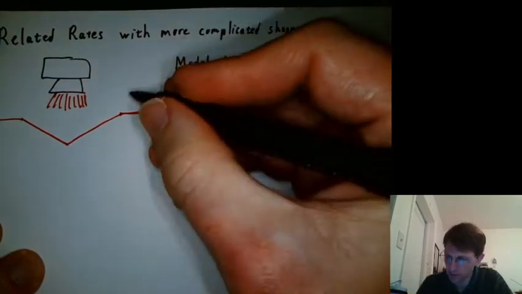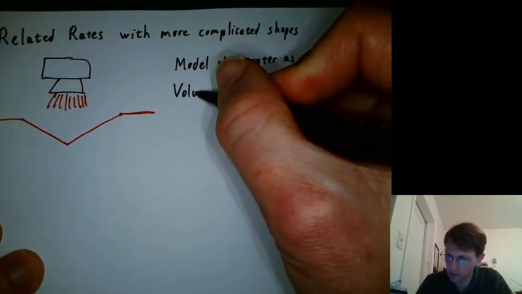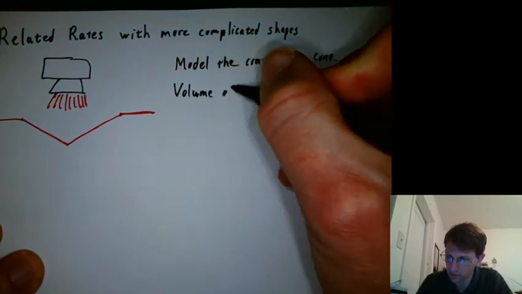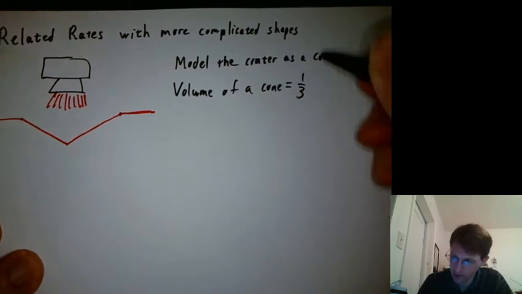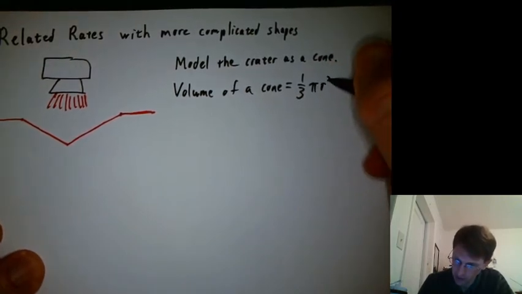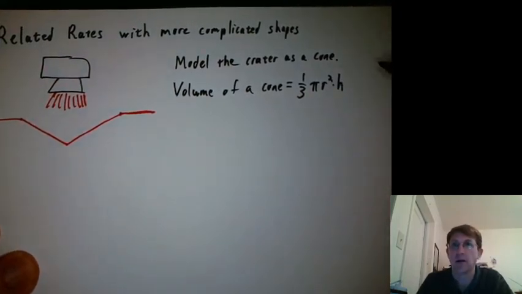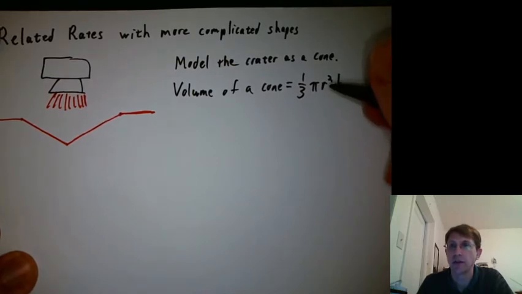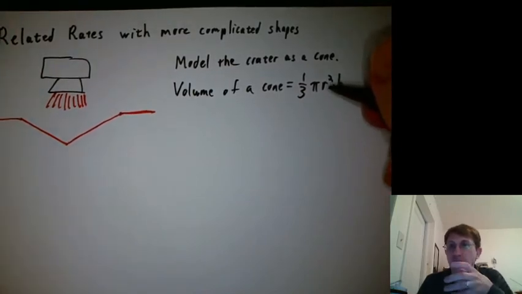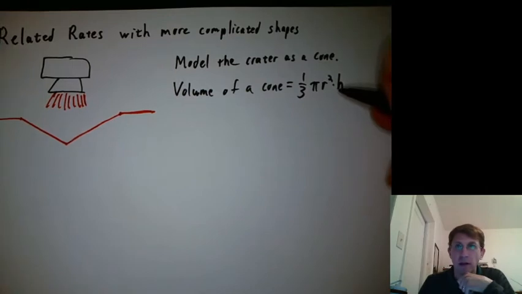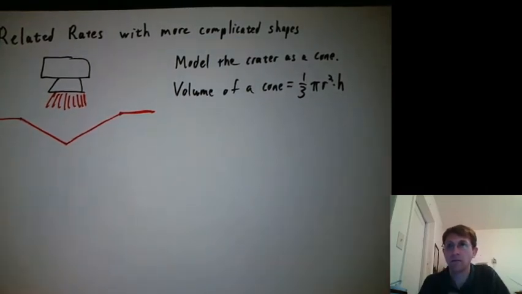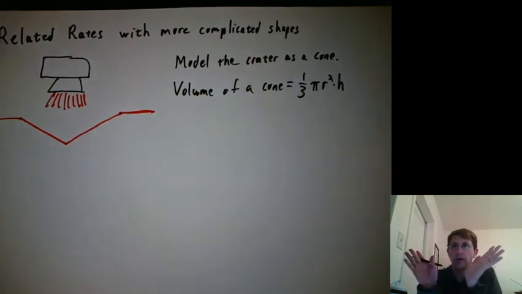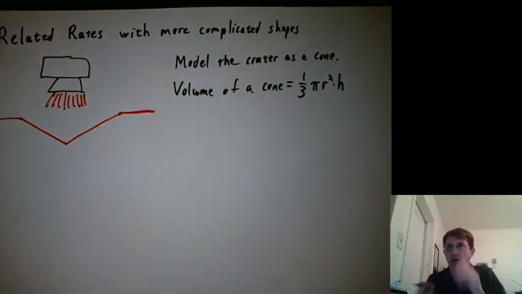What do we know about the volume of a cone? It's 1/3 pi r squared h. So it's basically 1/3 the size of a cylinder with the same radius and height. So this has radius and height. It could be a broad, wide cone, or it could be a really skinny, deep cone. And then we've got the volume.